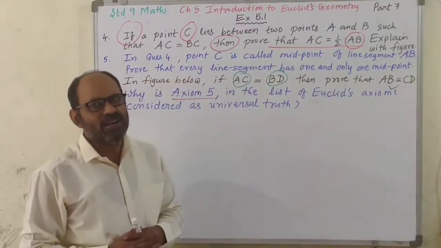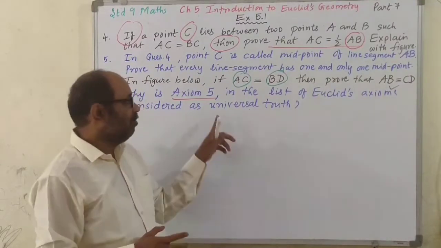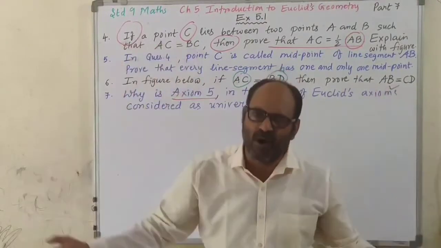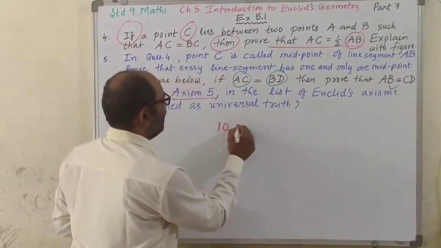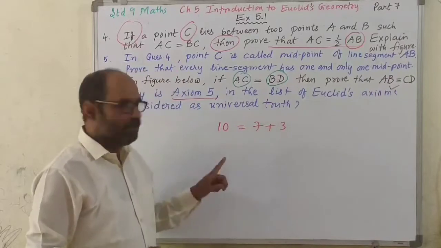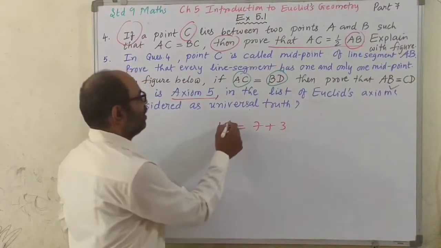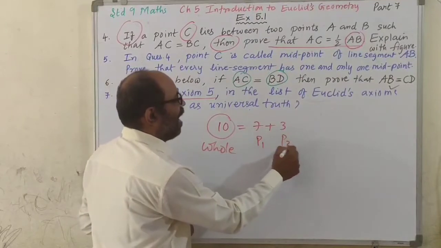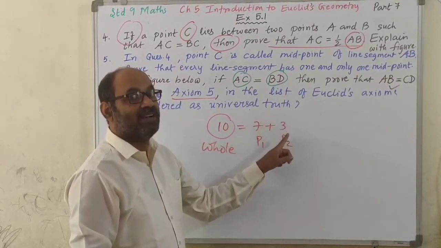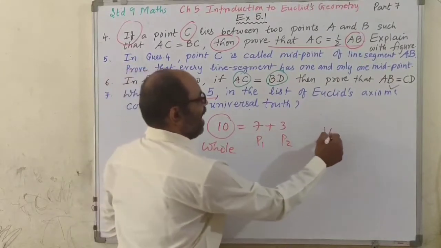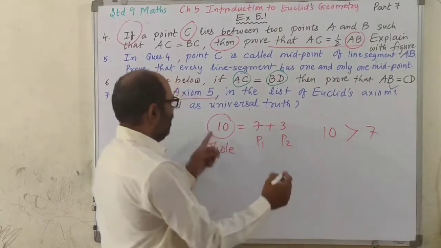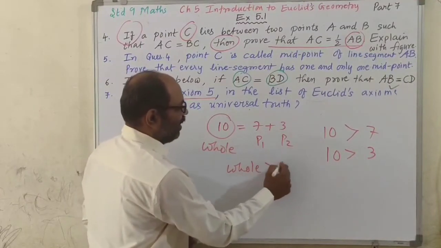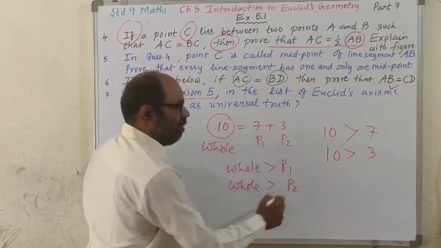Yes. Why, children? Can you tell me? Now, this statement is not only true for maths, but in every walk of life. Now tell me, 10 is equal to 7 plus 3. In maths, 10 is equal to 7 plus 3 means this whole is divided into two parts, part 1 and part 2: 10 is made into two parts, 7 and 3. Now you can say 10 is greater than 7, obvious; 10 is greater than 3, obvious. So whole is greater than part 1, whole is greater than part 2.